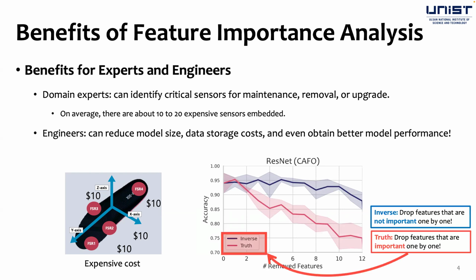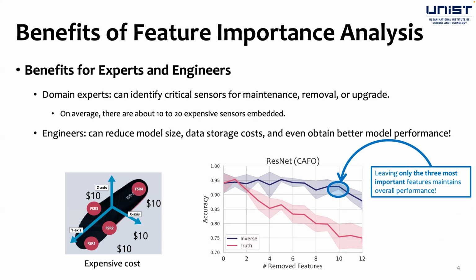Here are two lines where the blue inverse line represents the model performance for the same test set when we drop features that are not important one by one. On the contrary, the red truth line is the performance curve when we drop important features one by one. As such, we observe faster drop in accuracy for the red curved line, while the blue line seems to maintain performance. Here, we show that leaving only the most important 3 features can maintain overall model performance.